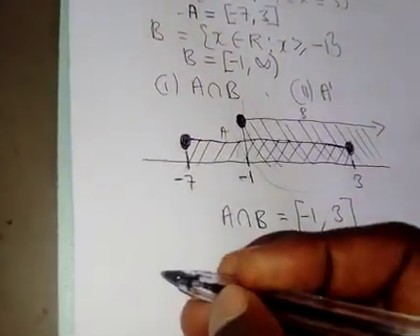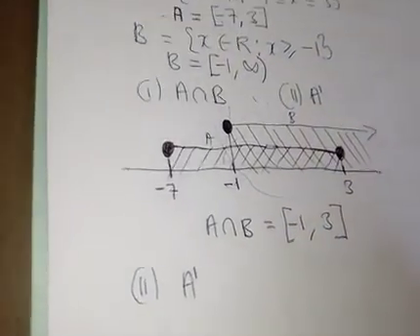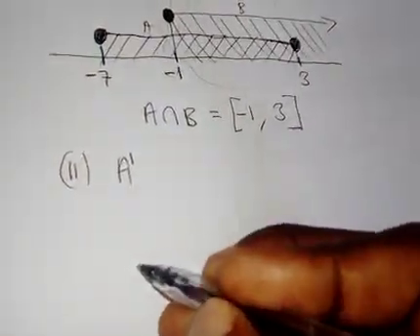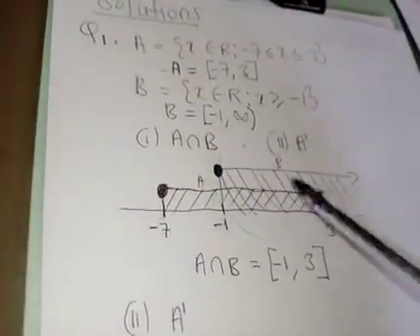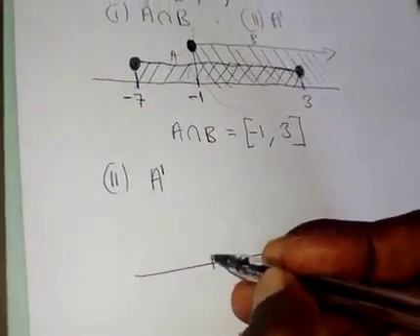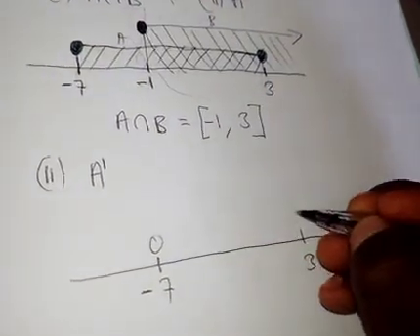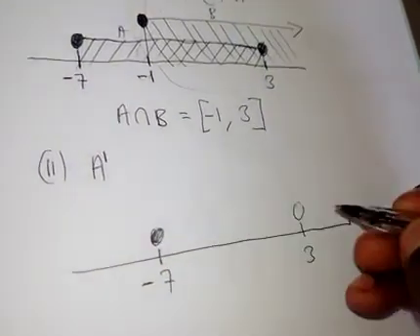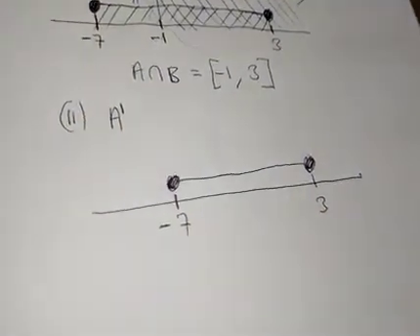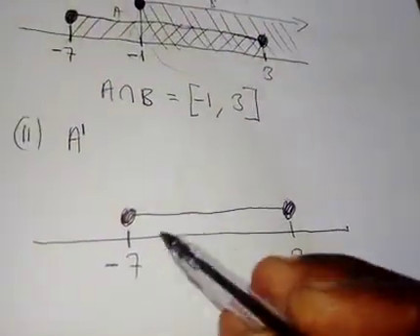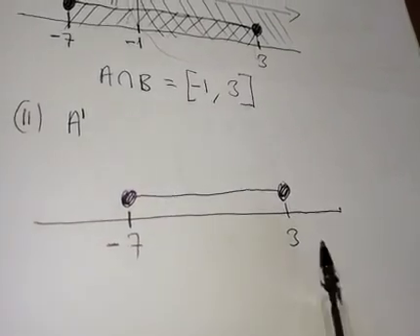In the second one, we are finding A complement. To find A complement, you first get set A itself. So let's show set A on a number line. Set A is from negative 7 to 3. On top, you do the same, shaded like that, then you join these points. We want A complement, meaning outside A.